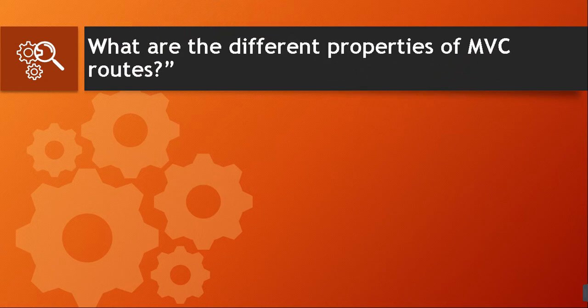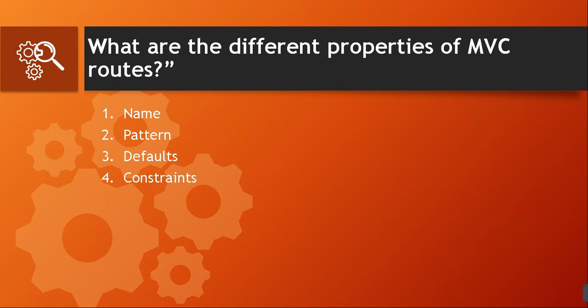Let's move further in our journey of preparing for an interview of MVC. So, the next question is: what are the different properties of MVC routes? MVC route is responsible for correctly identifying and serving a given URL. Thus, MVC routes have some properties. 1. Route name. It is used to identify the route. 2. URL pattern. It contains literals and variable placeholders. 3. Defaults. It is a default parameter value which is assigned at the time of variable creation.